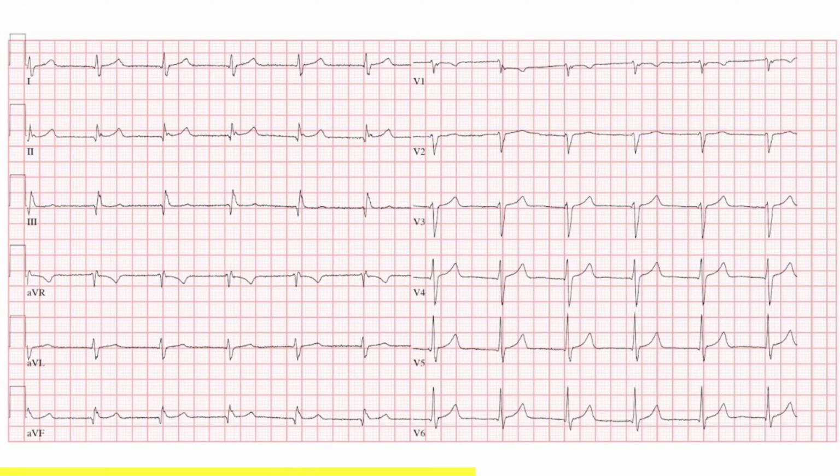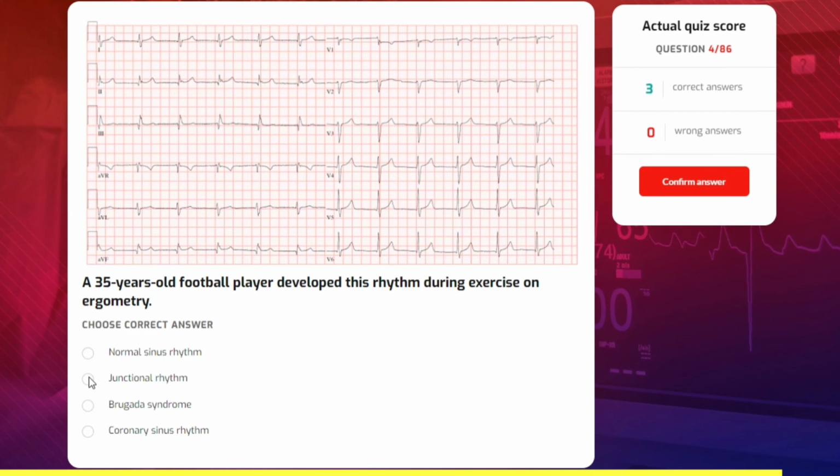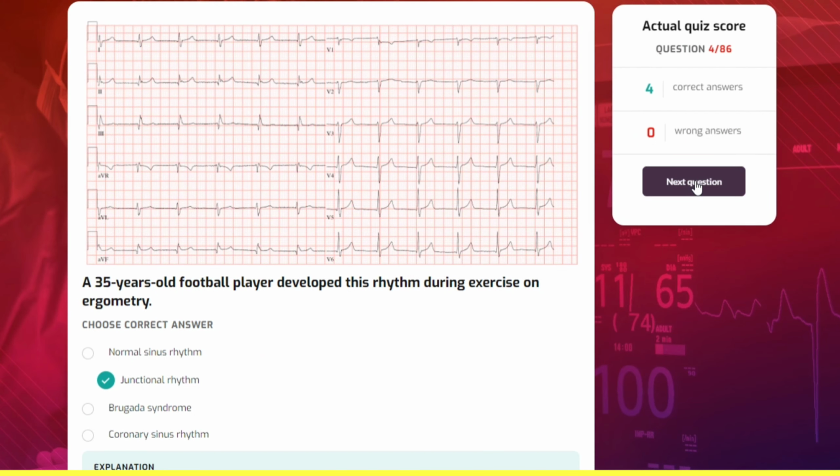Let's analyze this ECG first. The heart rate is 68 beats per minute. Rhythm is regular. In this ECG, no P waves can be seen. QRS complex is positive in lead 1 and lead 3, which shows normal axis. Also, QRS complexes are relatively narrow. Thus, in summary, this ECG suggests junctional rhythm, that is given here as the second option. Let's check our answer. It's correct.